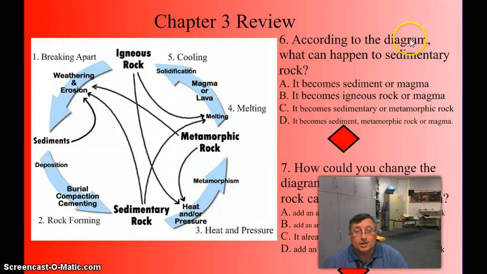And according to the diagram, what can happen to sedimentary rocks? Let's see, they become sedimentary or metamorphic rocks. And then number 7, how can you change the diagram to show that igneous rocks can become magma? Again, C. It already has an arrow showing this, so you don't need to change it at all.